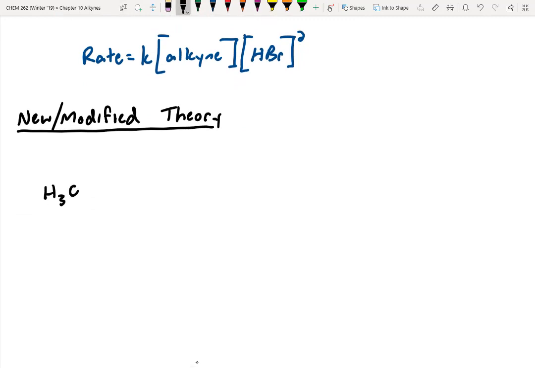And I'm going to show it by labeling all of our specific carbons and hydrogens. What they think happens is that one equivalent of HBr is underneath, another equivalent of HBr is on top, and that this bromine will actually attack into this carbon, and that this pi bond will attack the hydrogen in a concerted step and eject off bromide all in one go.